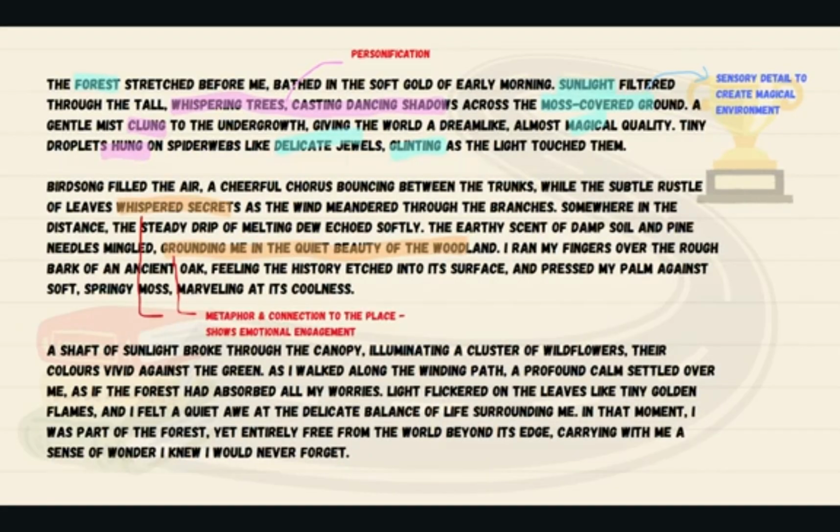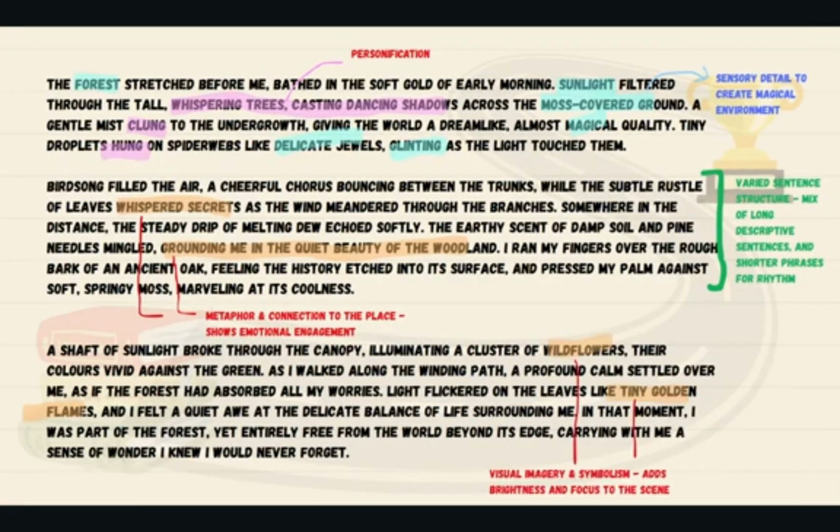In orange, I've put some metaphors and the connection to the place, showing emotional engagement. This can be shown through the quotes, whispered secrets and grounding me in the quiet beauty of the woodland. In green, I've put that this whole paragraph has a varied sentence structure, so it's a mix of long descriptive sentences and shorter phrases for rhythm.